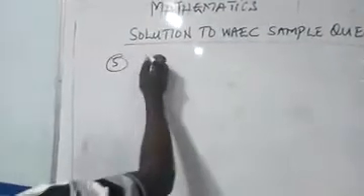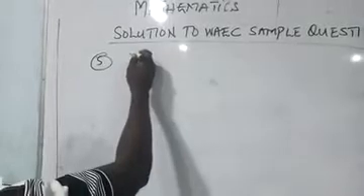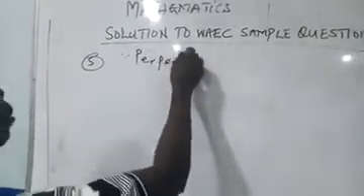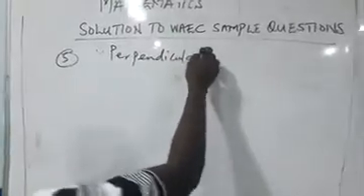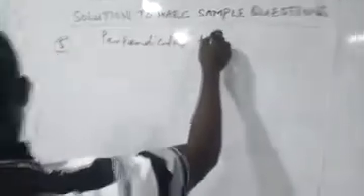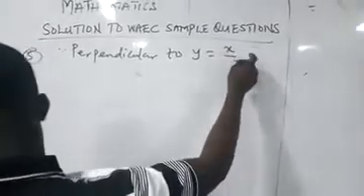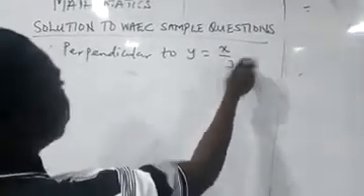So that's it. Now, number 5. The question says I should find the equation of the line which is perpendicular to y equals x over 3, and which passes through the points.